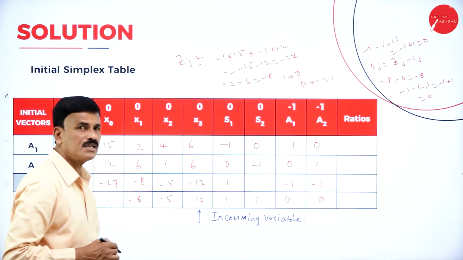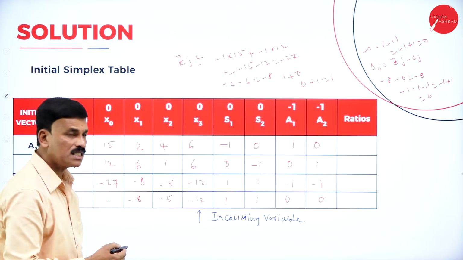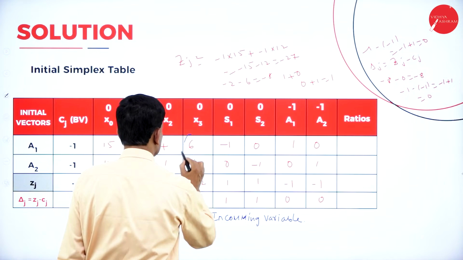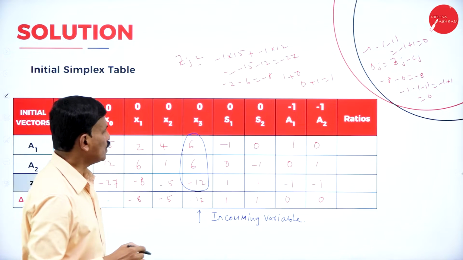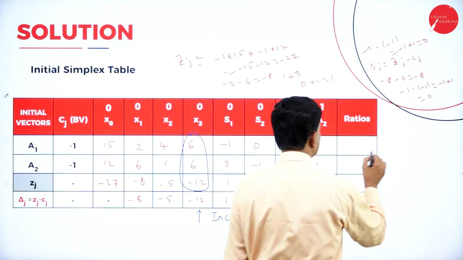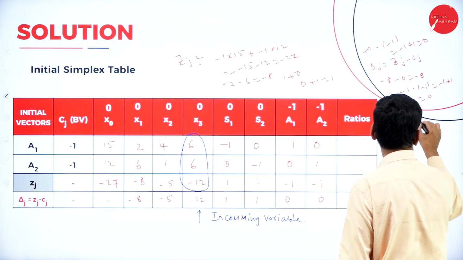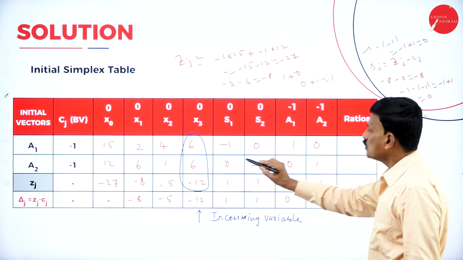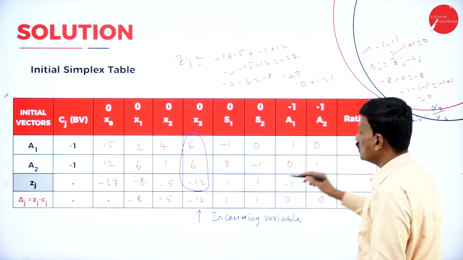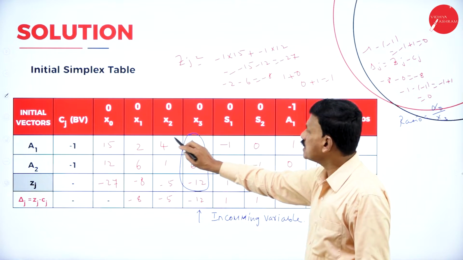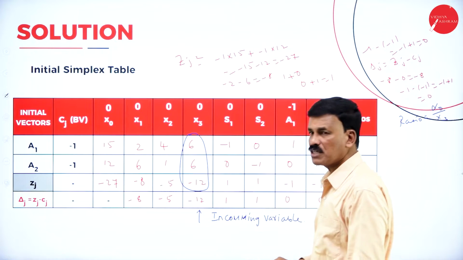So the incoming variable is x3. Now find out the ratio. What is the value for the ratio? The ratio is nothing but x0 divided by x3. Here the incoming variable is x3, and x0 divided by x3 will give the ratio.